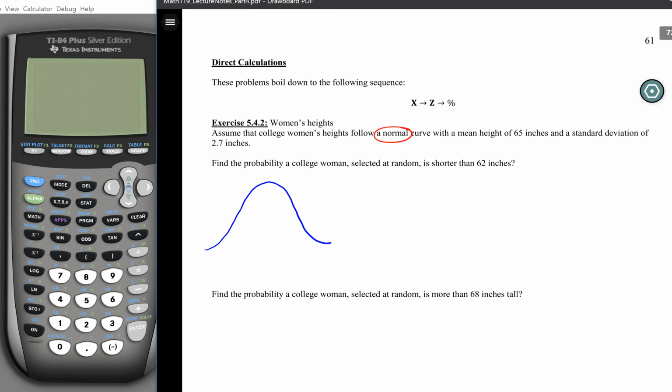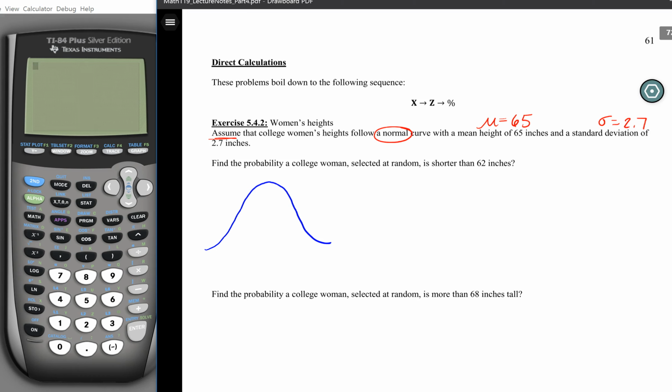As we keep reading, we see that we have a mean height of 65 inches, so we'll use our mu to denote that. There's nothing here to tell us that this is from a sample. In fact, we have the word assume, saying let's pretend this is the real thing. Again, we're right now in true math land where we have these parameters that we don't normally have. Later we'll be back in stats land where we have sample data and statistics. And then that last piece is the standard deviation, so we'll use our sigma of 2.7 inches.